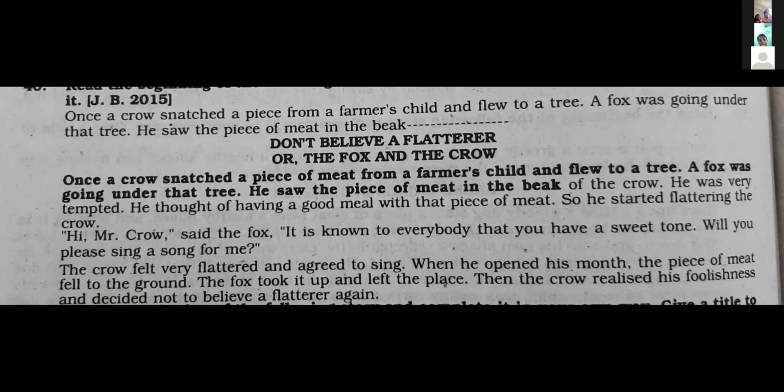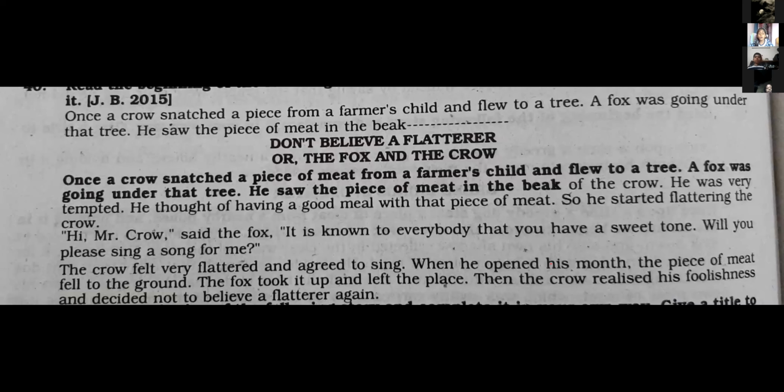He is very tempted. He thought of having a good meal with that piece of meat. So he started fluttering the crow. Hi, Mr. Crow, said the fox. It is known to everybody that you have a sweet tooth. Will you sing a song for me? The crow laughed very comforted and agreed to sing.